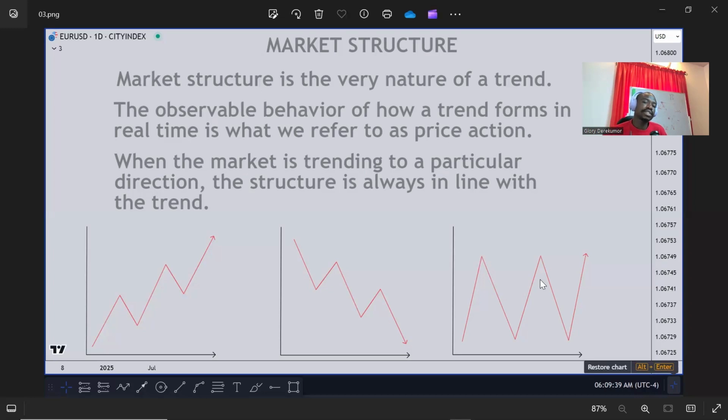So if the market is trending to the upside, the nature of the movement of price is something like this. When the market is trending to the downside, the nature of the movement of price is something like this. And when the market is ranging, the nature of price movement is something like this. And this is just based off of general observation. This is something that every single person can see, right?